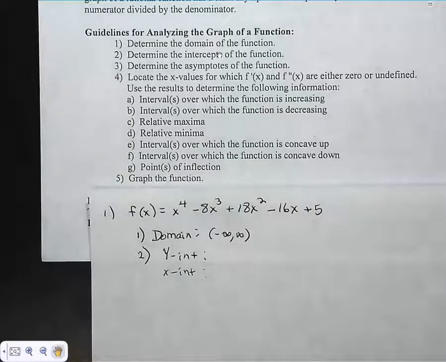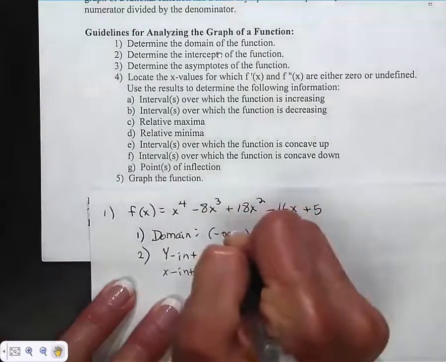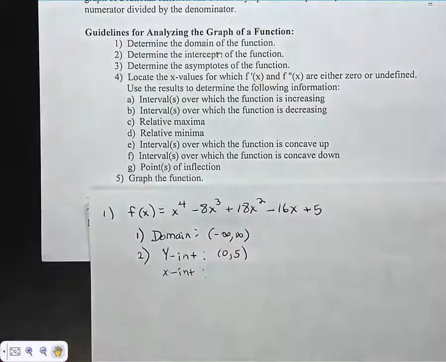But y-intercept's always easy to find. You just do what? Let x be 0, and I can see that would give me what? If I let all those x's be 0, everything would be gone but the 5. I don't care if you write the ordered pair 0, 5 or the number 5, as long as you graph it on the y-axis. The x-intercept, how do you find the x-intercept?